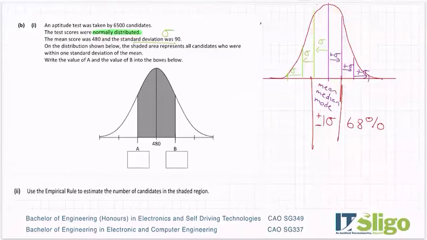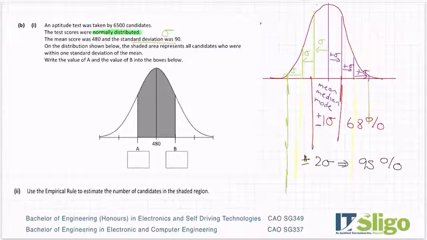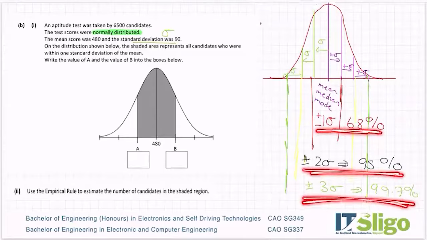In the same way, between plus and minus 2 standard deviations, you're going to get 95% of your entire population falling between those values. And then if you go out 1 more, between plus and minus 3 standard deviations, you're actually going to get 99.7% of the entire population. You have to know these values. They're not written in any log tables, they're not written anywhere. You have to know those percentages. That's part of the learning for the empirical rule.